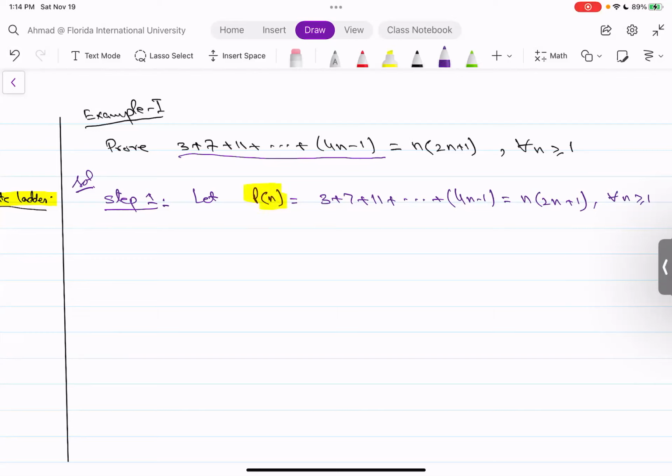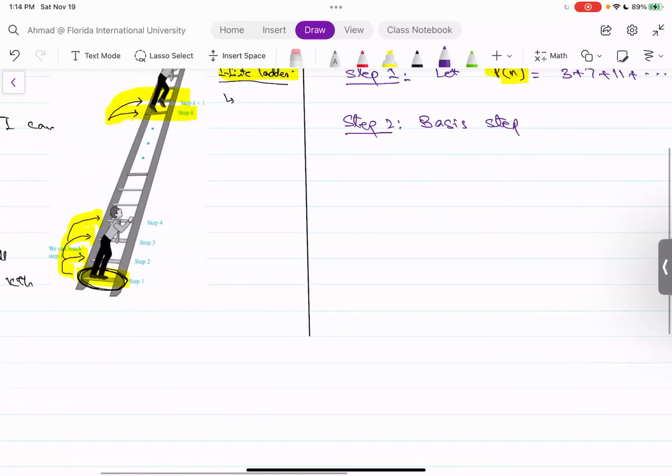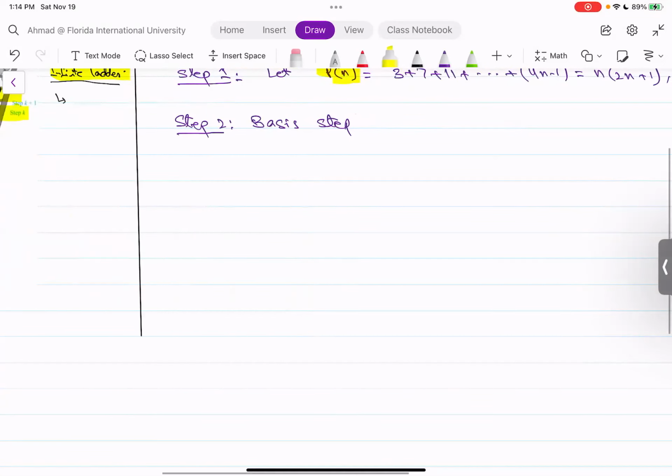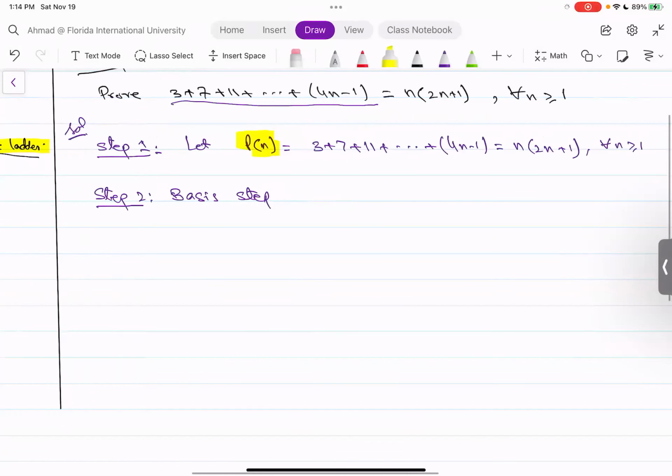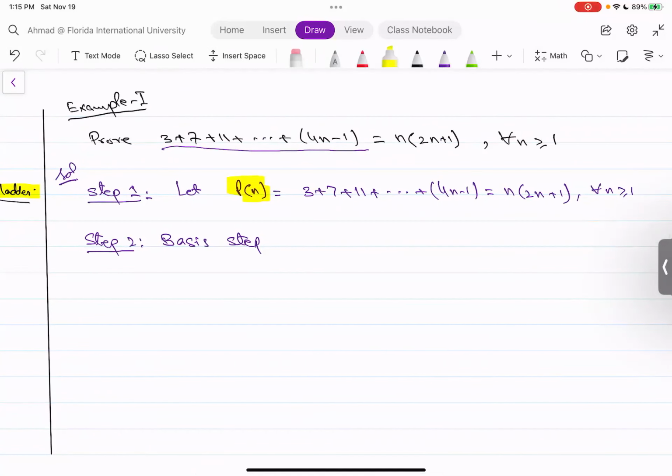And then my step number two is to prove the basis step, right? So step number two is the basis step. Remember from before, the basis step is that I can reach the first step of the ladder. I can reach the first rung of the ladder. That's what I have to prove. So that means I will use the smallest value of n to prove that this equation is true, right? How I'm going to do that, that is the important thing.